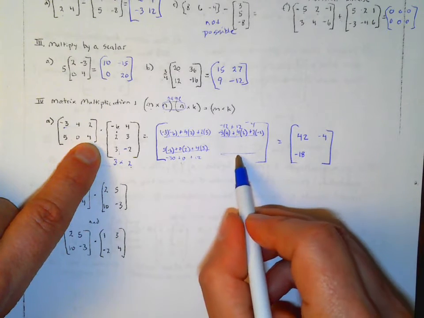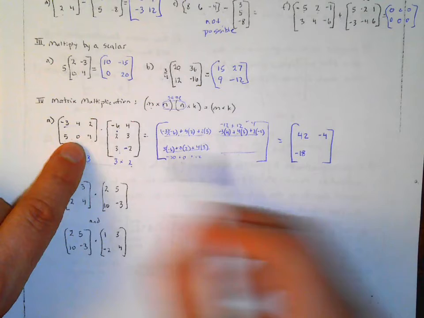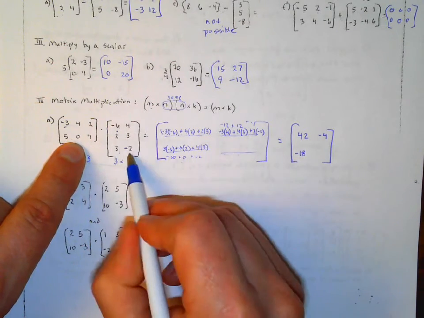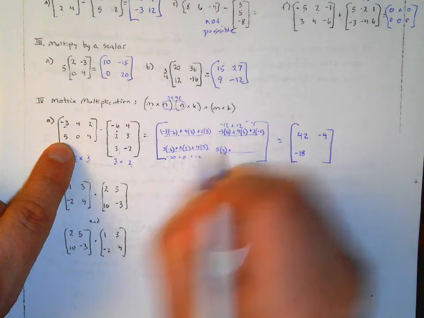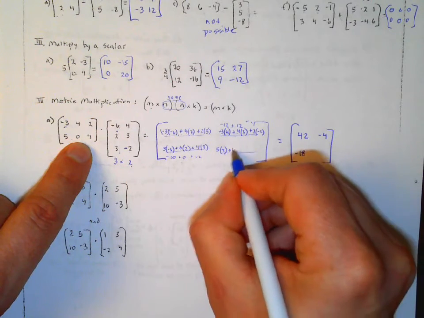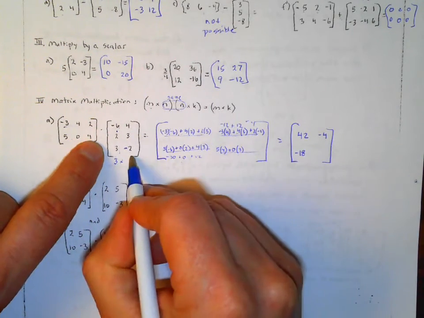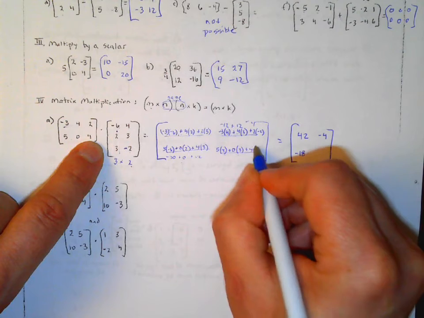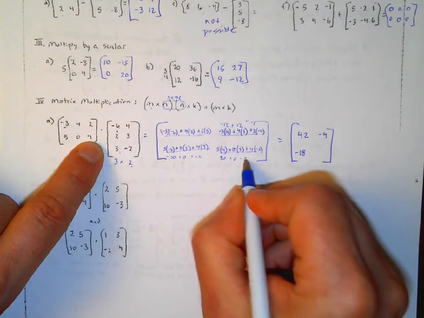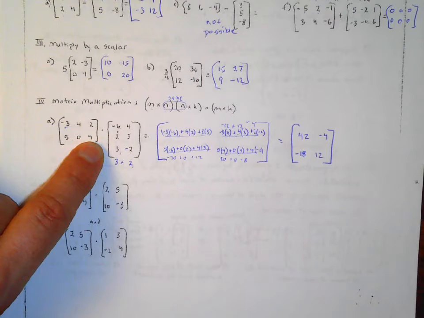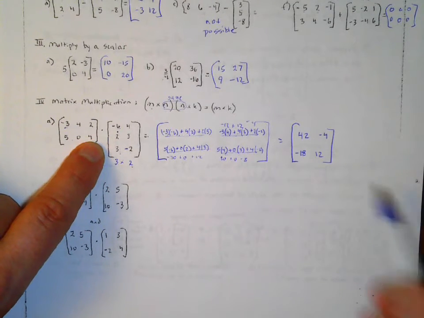Okay, this one here is in the second row in the second column. So 5 times 4, 0 times 3, 4 times negative 2. That'd be 20 plus 0 minus 8 would be 12. Okay, so that's how you multiply matrices together. This would be my resulting matrix.